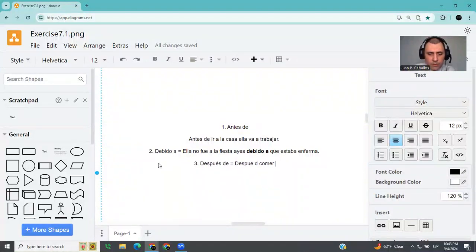Después de. And I'm going to give you an example. Después de comer, los niños van a jugar. This in English will be, after eating, the children are going to play. Okay. That's about that kind of preposition.